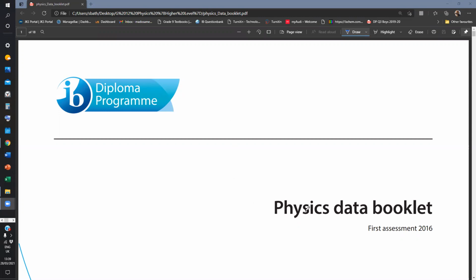Today we're going to be looking at the physics data booklet, and this is basically going to be an overview of all the equations that you're going to be using during the course.